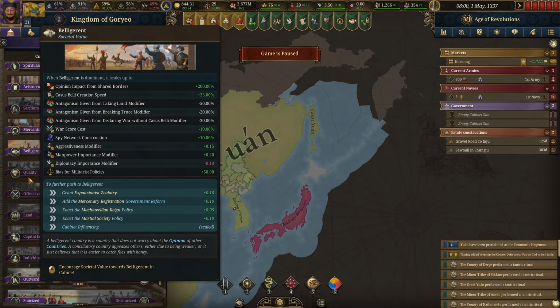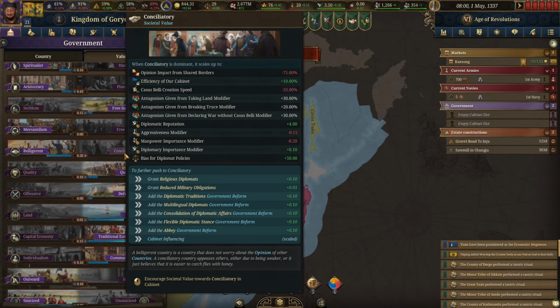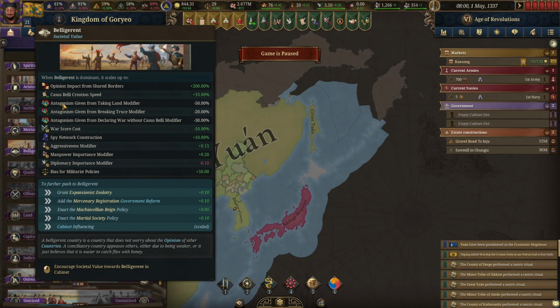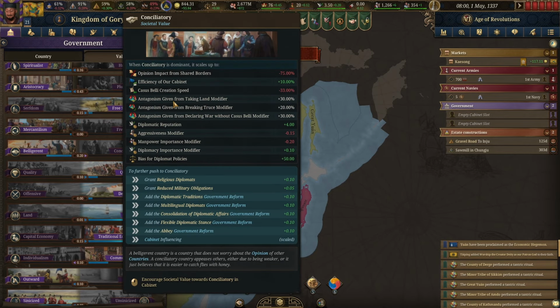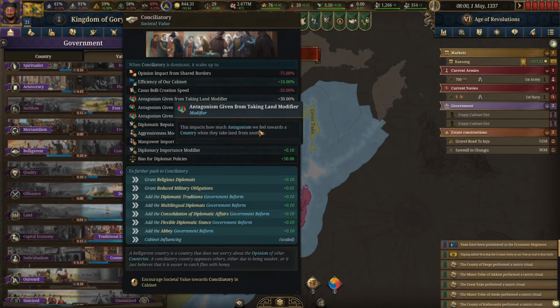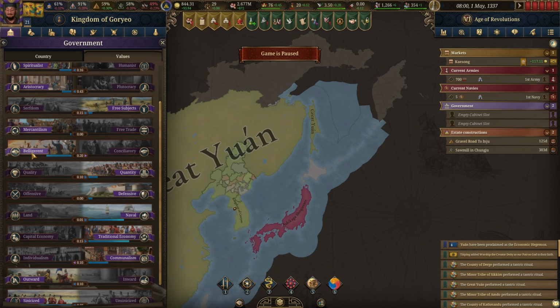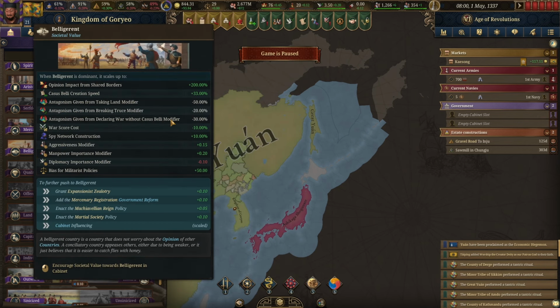When looking at these two, I think it really depends on your preferred style of playing. To start with, these antagonism gain from taking land modifiers, you can kind of ignore them because they're what your country feels. Your country will gain more antagonism when they take land or break truces or declare war without casus bellis. It doesn't affect how we're perceived for doing the same thing.